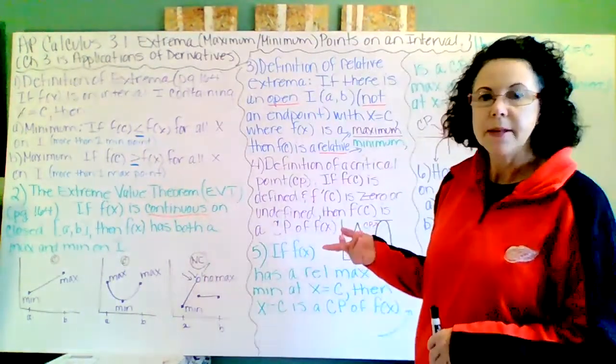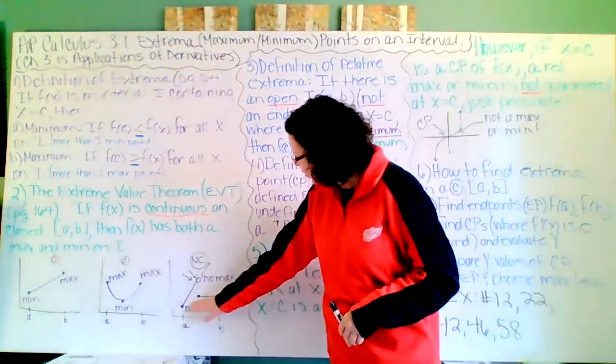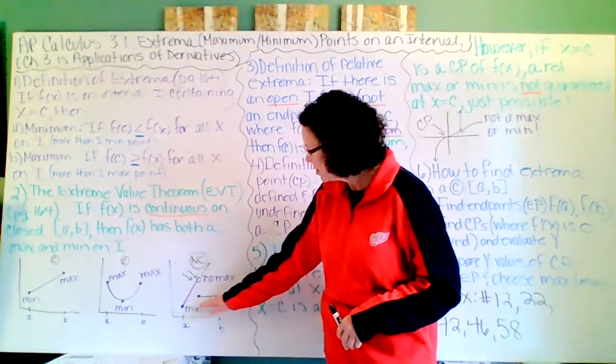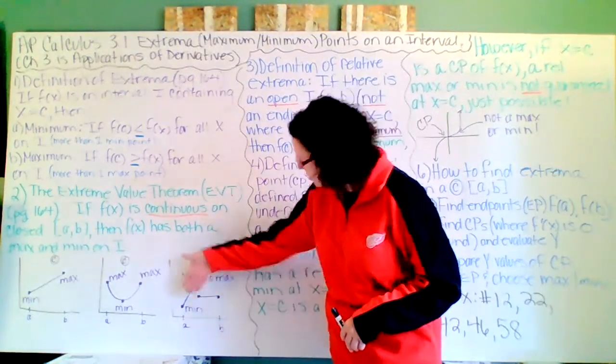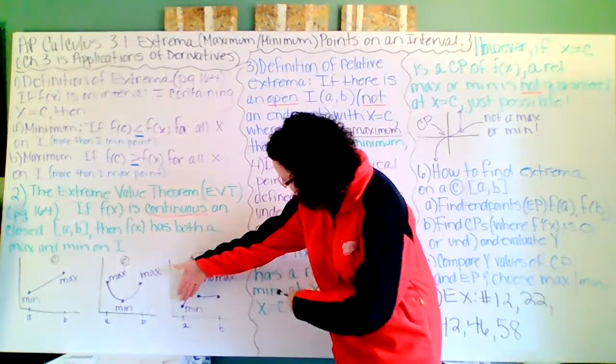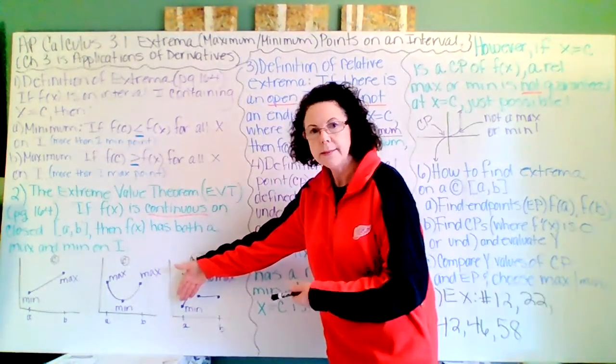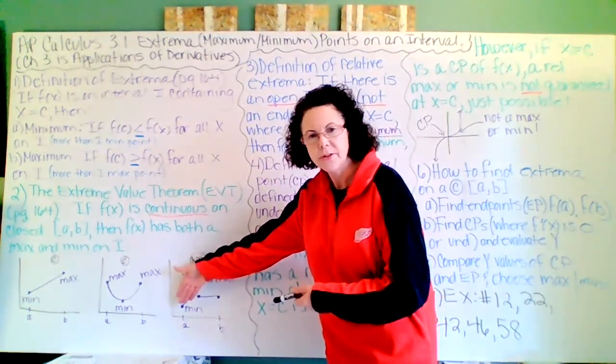I just want to point something else out to you too. What if your function was just this horizontal line, right? None of this, just this horizontal line. You may say, well, that's continuous on a closed interval. There's no max or min.